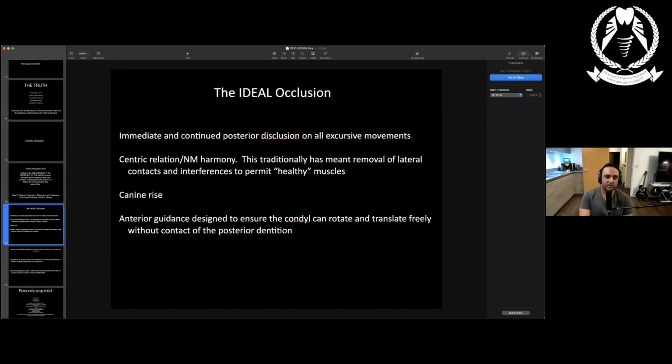So if you're canine guided, everything else is not touching. Go that side, everything else is not touching. So that's basically that there's no interferences, everything's healthy, nothing's getting hit. So canine rise is the anterior guidance by the canine, and your condyles rotating and translating freely without the contact of your posterior dentition. So if you've got a patient with a big over eruption, they'll go halfway and they go, oh, my back tooth hits just there, and that's an interference.